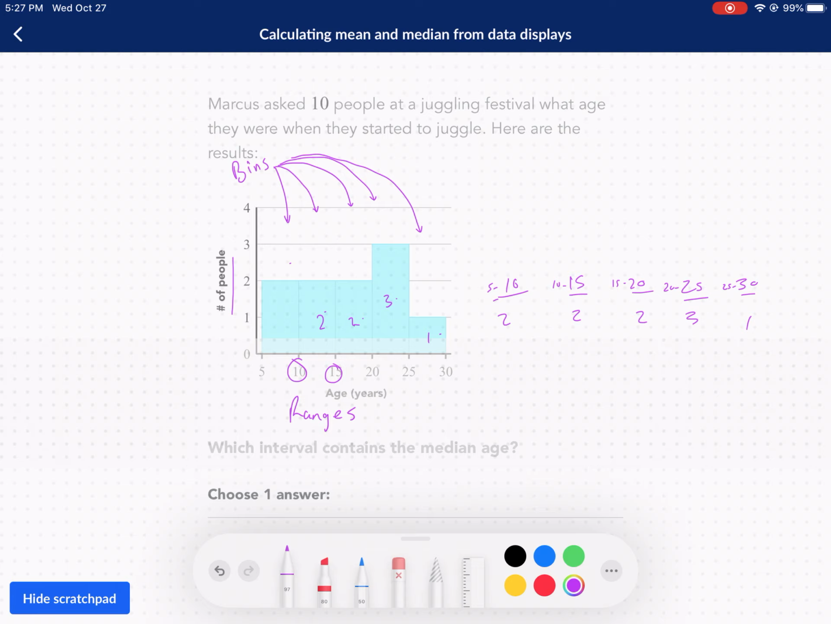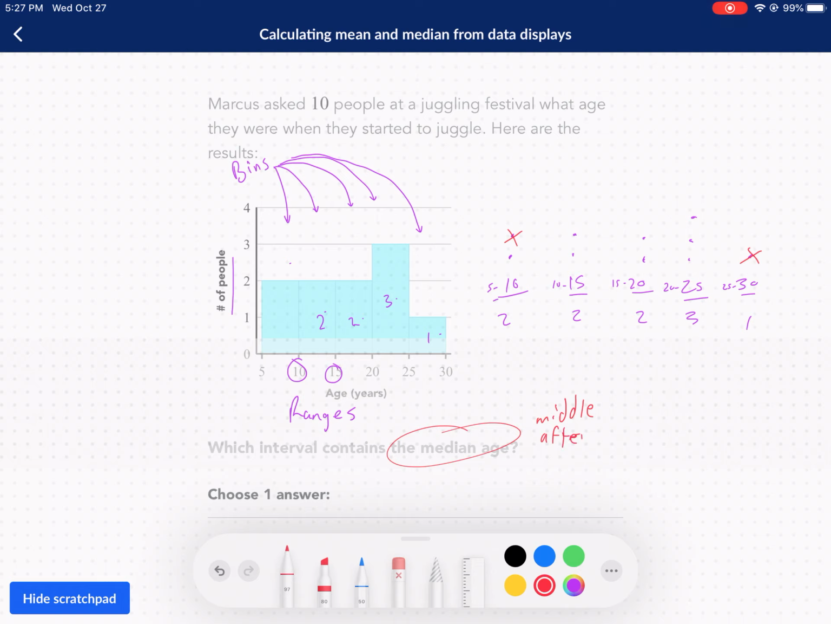Now, how do we find the median when we're given this information? I think the easiest way, there's a couple different things we can do. We can create a dot plot for this real quick. 2, 2, 3, and 1. And what you can do is start crossing off on the left and on the right until you get the middle. The median means the middle after it's ranked in order.